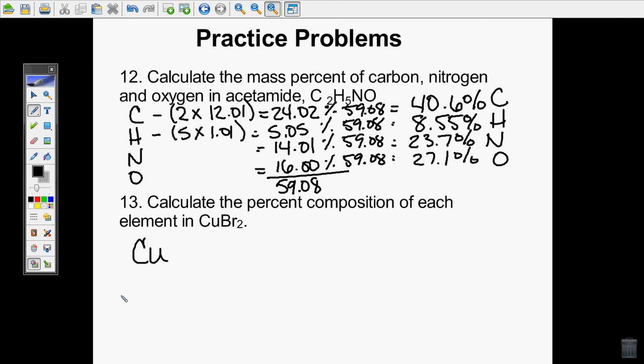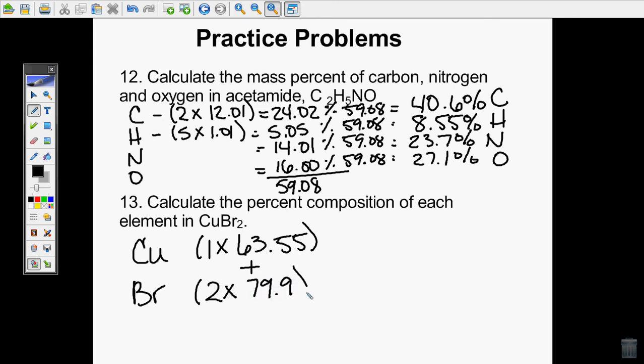Okay. Calculate the percent composition of each element. So I have copper and I have bromine. I have 1 copper, 63.55, plus I have 2 bromine. 1 bromine is that. So my molecular mass is 223.35 grams per mole.